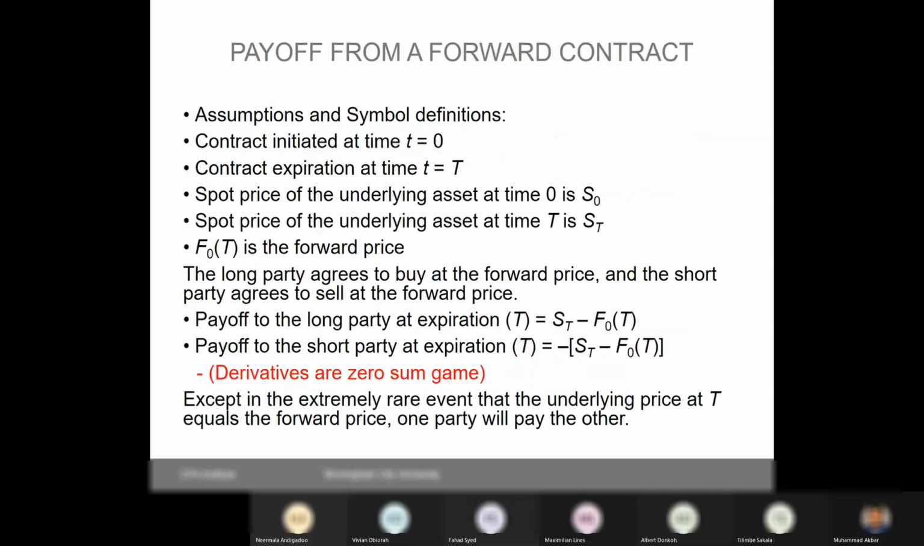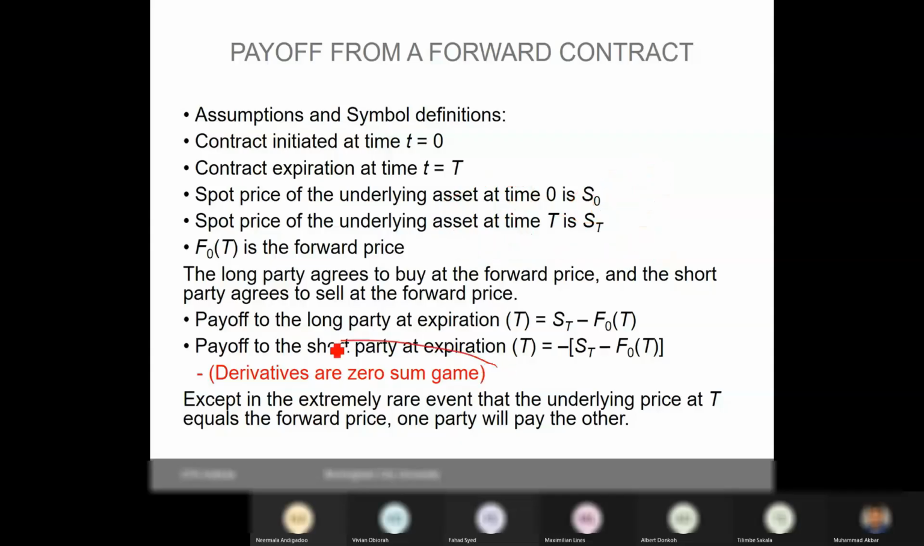Here we are. I did this example with you already. The contract is initiated at time 0 and expires at time T, which is 3 months. The spot price of the underlying asset is S0. The spot price of the underlying asset in 3 months time is ST. The forward price F0 at time 0 will be equal to F0 at time T, isn't it? That's what I just showed you when talking about the spot and forward market. The price is fixed today at 125, and no matter what happens in 3 months time, the forward price would still be fixed. This is not the case for futures contracts, but for forward contracts, the price remains fixed.